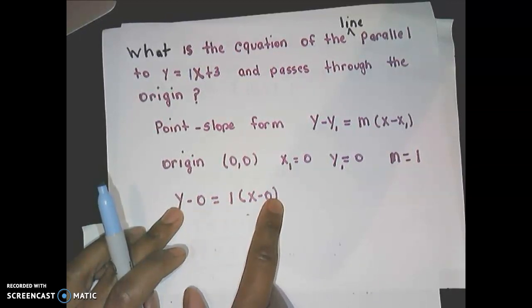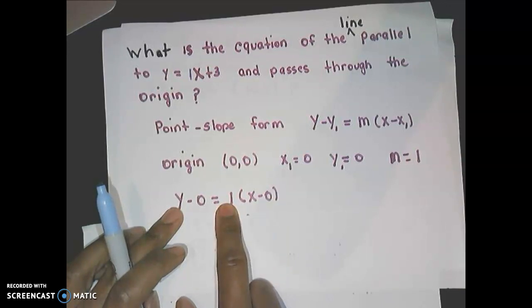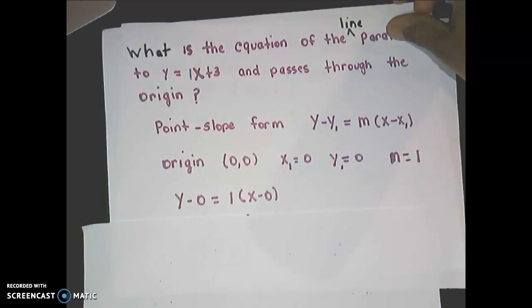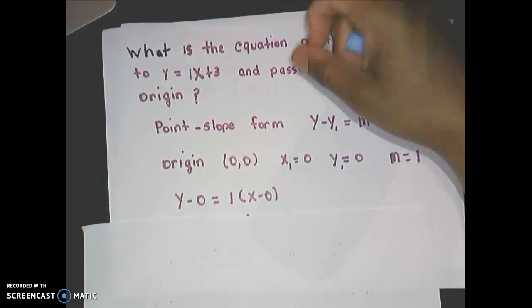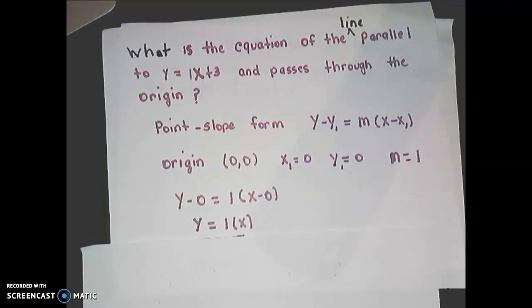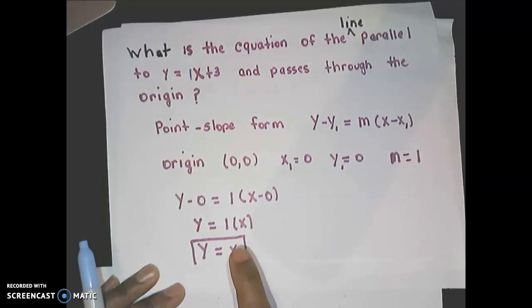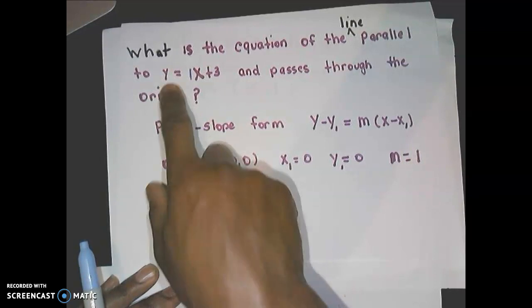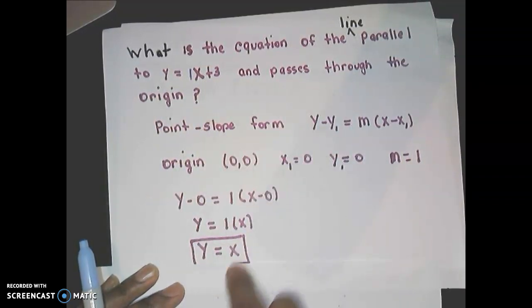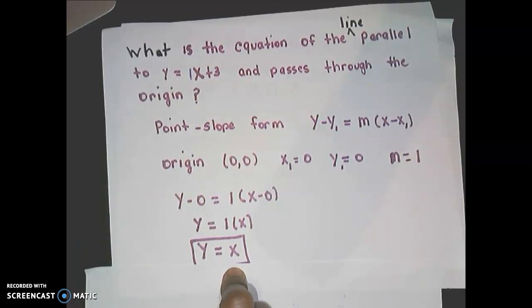Everywhere I see an x1, I'm going to put a 0. Everywhere I see an m, I'm going to put a 1. And so y minus 0 is just y, x minus 0 is just x. So that gives me y is equal to 1x, but 1 times x is just x. So the line that is parallel to y is equal to x plus 3 and passes through the origin is going to be y is equal to x.